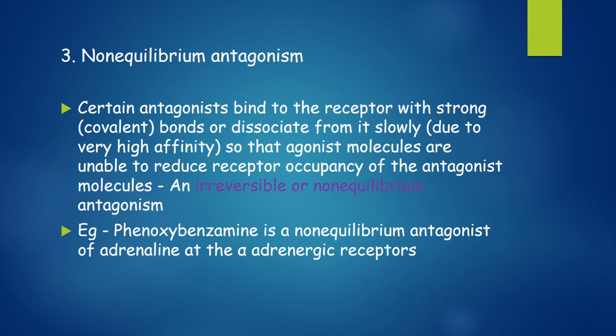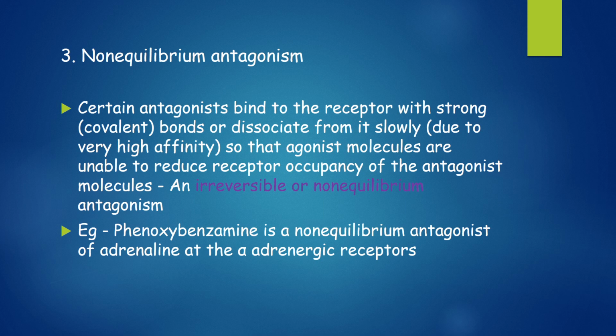For example, phenoxybenzamine is a non-equilibrium antagonist of adrenaline at the alpha adrenergic receptor. In later classes we will get more idea of phenoxybenzamine and alpha adrenergic receptors, when we discuss the autonomic nervous system. So this is something different from competitive and non-competitive antagonism. Here they make a covalent bond between the receptor and the antagonist, or when they have a high affinity, the dissociation will be slow. That's why they cause irreversible or non-equilibrium antagonism.